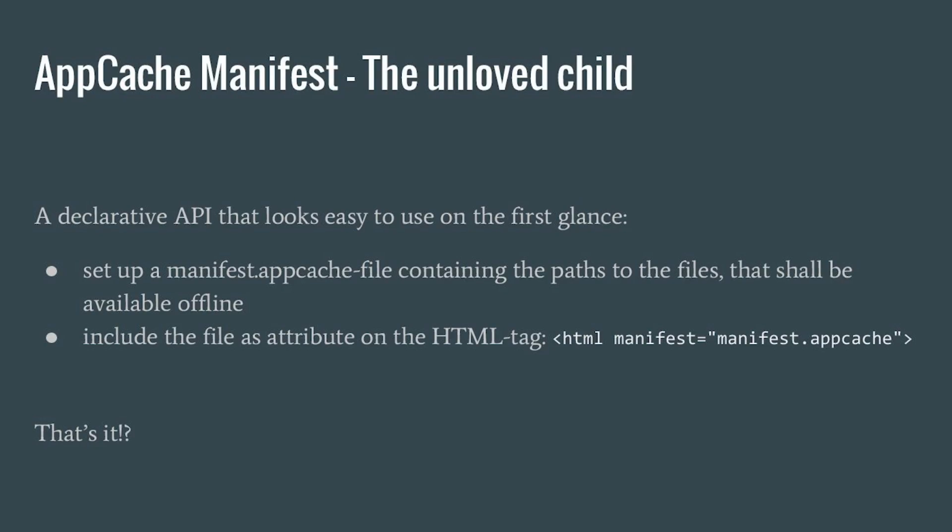So, okay, where do we come from? You already have heard of it, I think. It's the app cache manifest. I called it the unloved child. Why did I do that? I mean, it has the declarative API that's easy to use at first glance. You just set up a file like manifest.appcache and put in the paths of the files you want to be cached. And after that, you register this file by putting this manifest attribute on the HTML element. And then you're good to go. That's it. The browser parses this file and puts all this stuff in the app cache. Sounds great, actually.